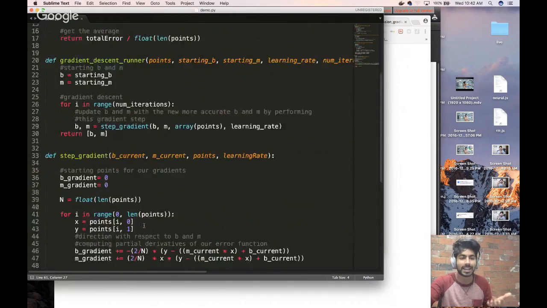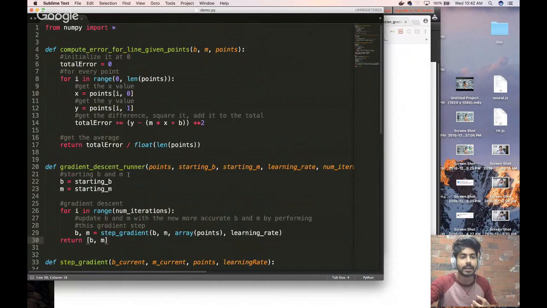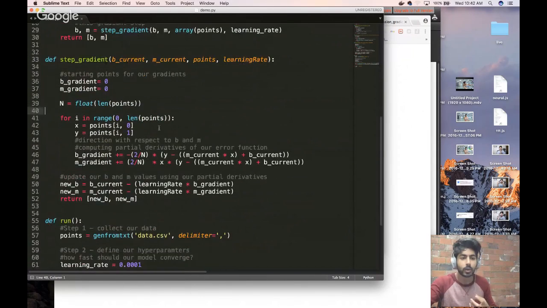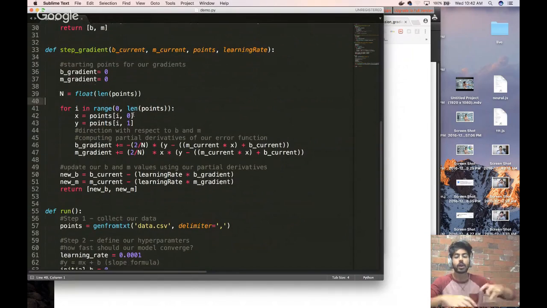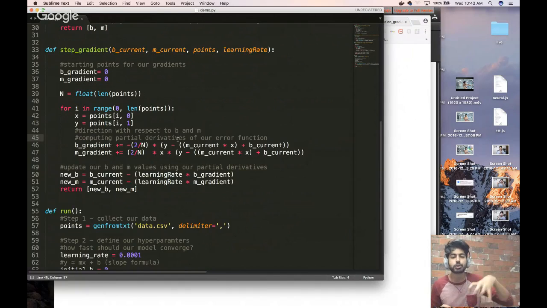So what did gradient descent look like? Well, for every iteration, for 1,000 iterations, we computed the gradient with respect to both B and M. And we did that constantly until we got the optimal B and M value. That gives us that line of best fit. Now, how did we compute the gradient? To do that, we said, okay, we'll have a starting point of 0 for both of those gradients. Remember, gradient is just another word for slope. And then we said, okay, so for every single point in our scatter plot, for our data, we'll compute the partial derivative with respect to both B and M.